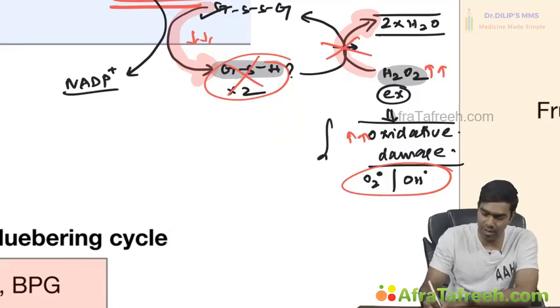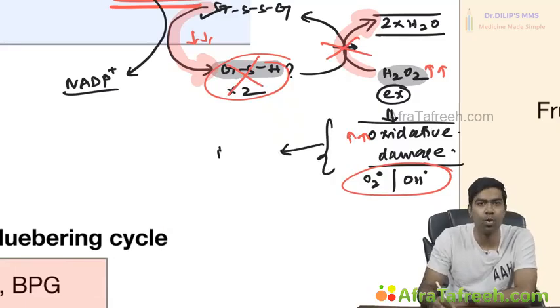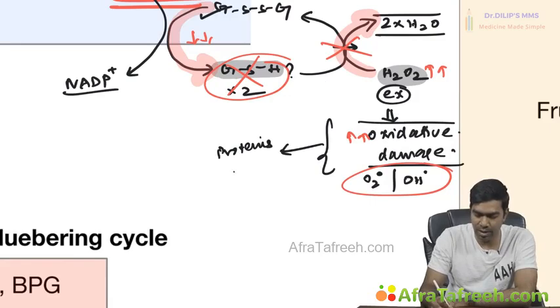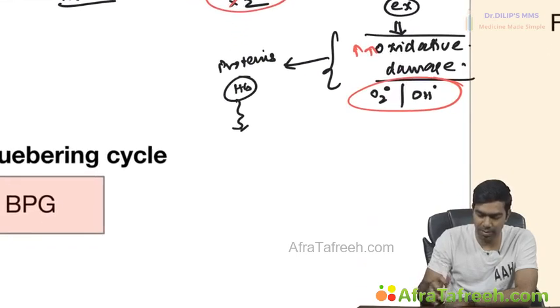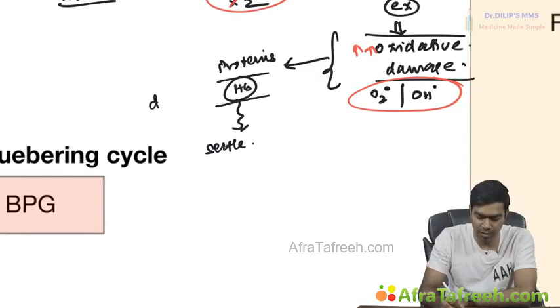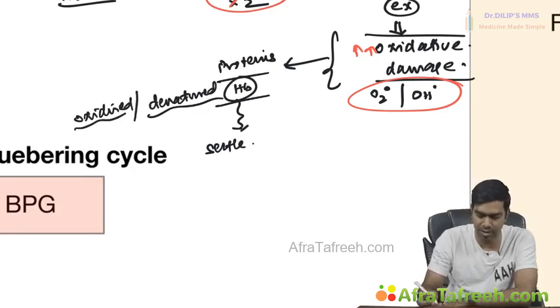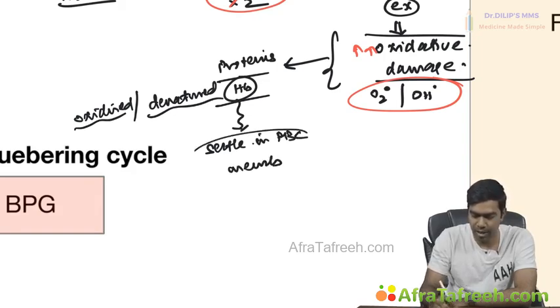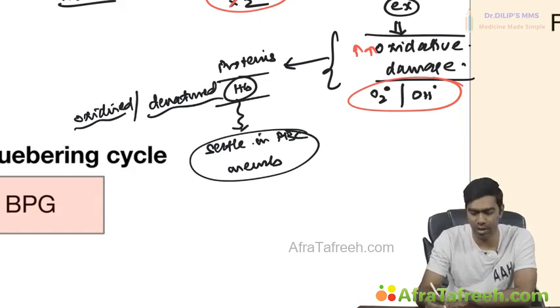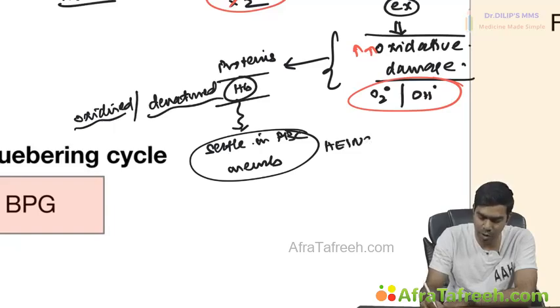This oxidative damage, if it increases, is going to damage proteins especially. Typically what they damage is the hemoglobin. This is a damaged hemoglobin molecule, or otherwise you can call it oxidized hemoglobin or denatured hemoglobin. That is because of excess oxygen damage due to G6PD deficiency. They come and settle in the RBC membrane. They precipitate in the RBC membrane. And this precipitation of hemoglobin molecules over the RBC membrane is what we refer to as Heinz bodies.